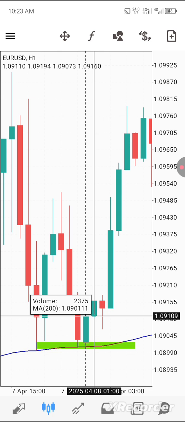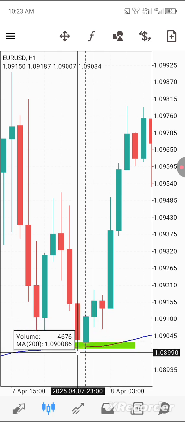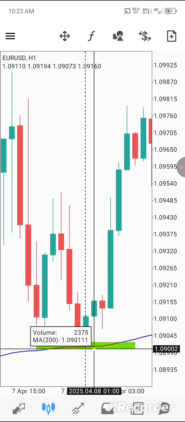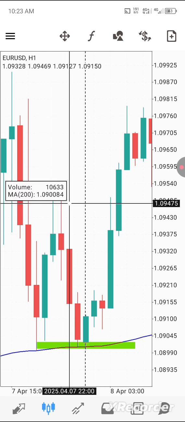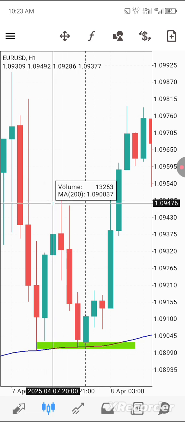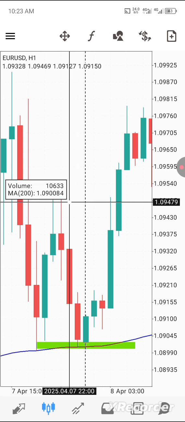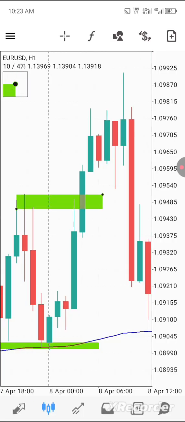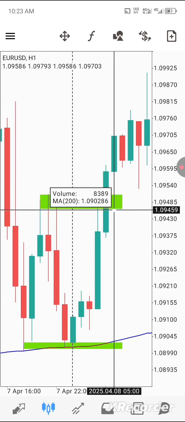Enter a market from here. Set your stop loss below the trend line here, which is this green zone. Then we'll set our take profit on the previous high of the market. This is the previous high of the market. So let me mark it with a green zone. So this will be our take profit zone.